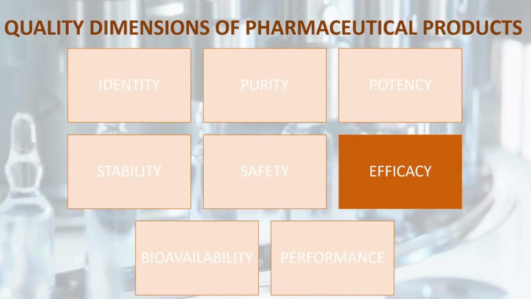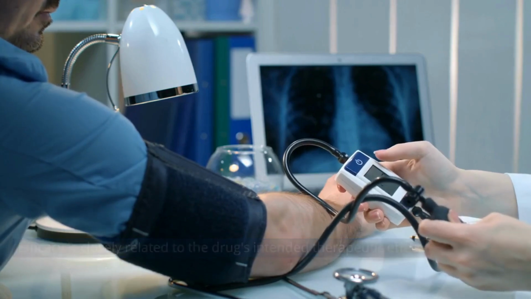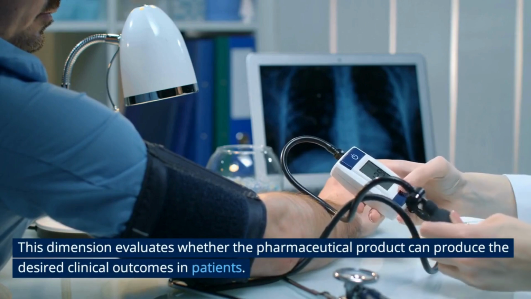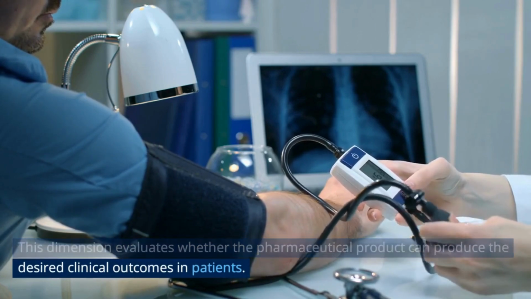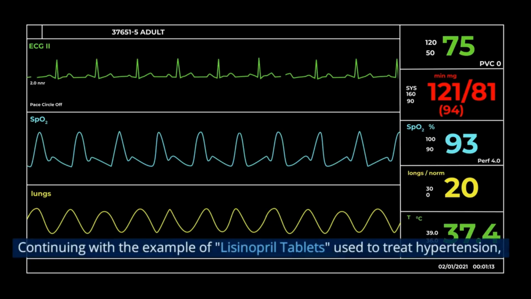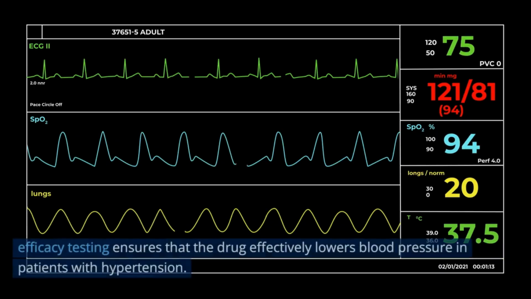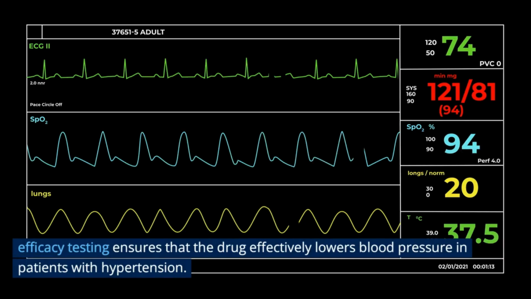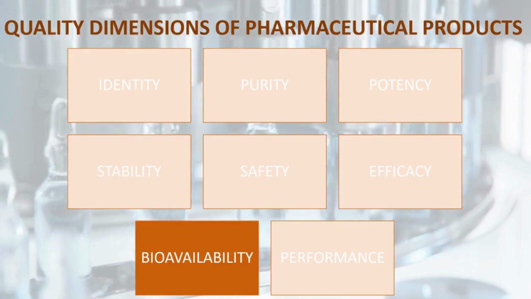Efficacy. Efficacy is closely related to the drug's intended therapeutic effect. This dimension evaluates whether the pharmaceutical product can produce the desired clinical outcomes in patients. Continuing with the example of lisinopril tablets used to treat hypertension, efficacy testing ensures that the drug effectively lowers blood pressure in patients with hypertension.